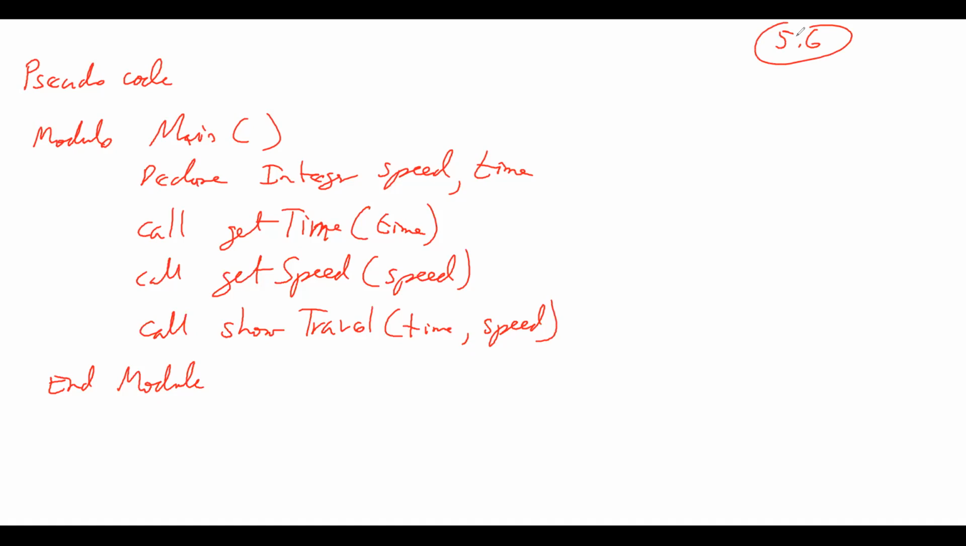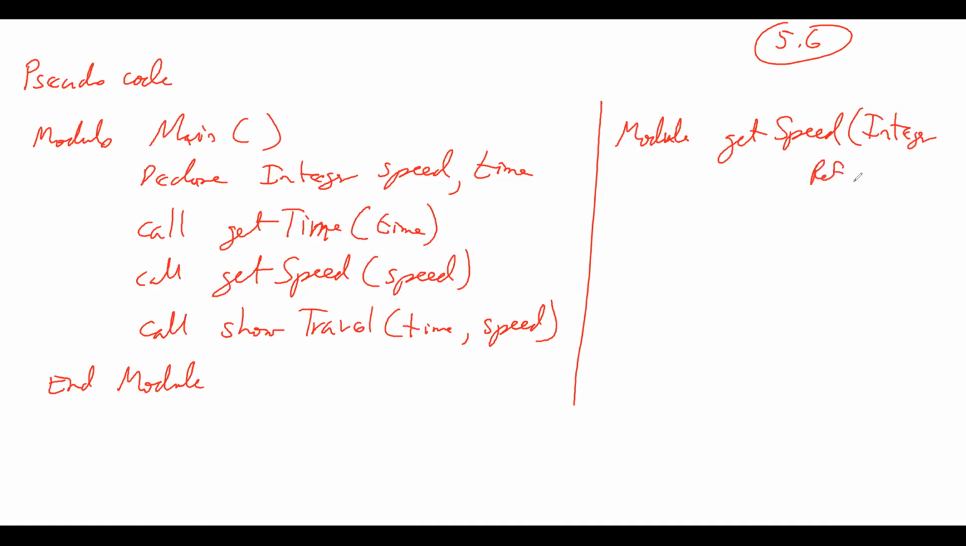Okay, so once we do that, we can define some of the modules. So I can do module get speed. And here we're going to use that by ref. So remember, integer ref. Input speed.